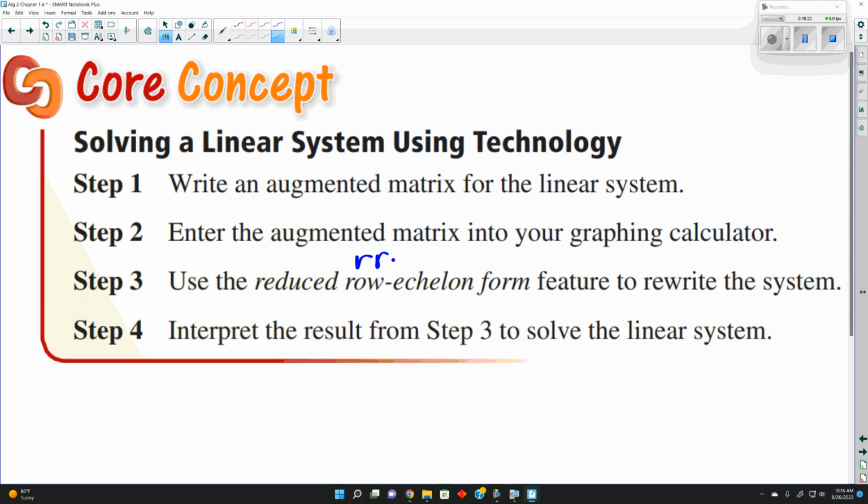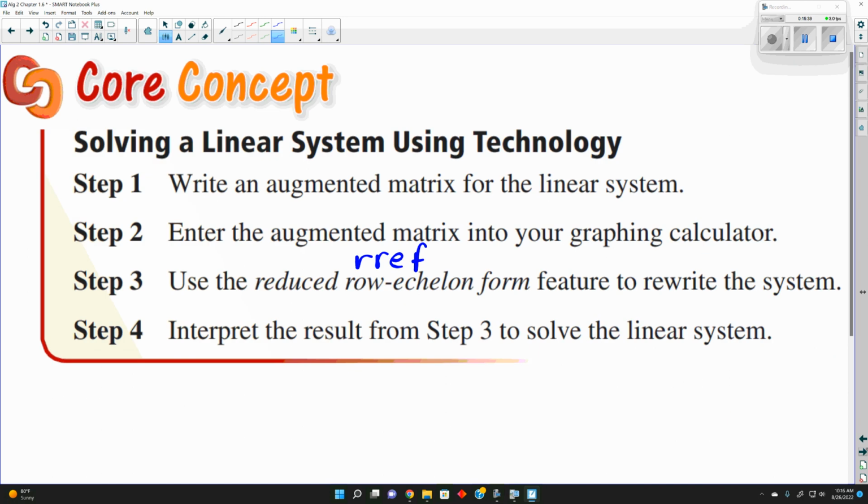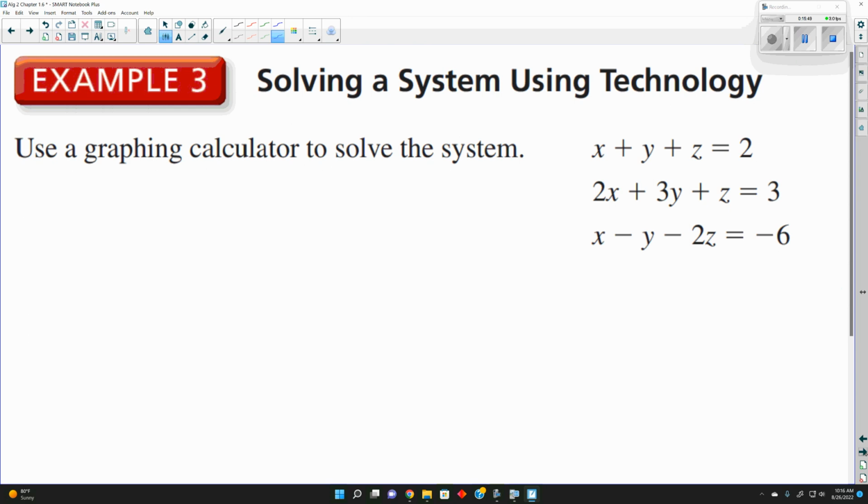R, R, E, F. So reduced row echelon form is getting the matrix to look like that. Now you're not going to have to do that by hand. If you take calculus or pre-calculus, I'll show you how to do that. I won't make you do that because it is tedious and takes a lot of time. But we're going to get it into RREF. Interpret the results from step 3 to solve the linear equation.